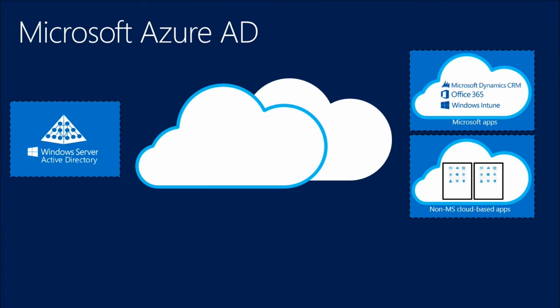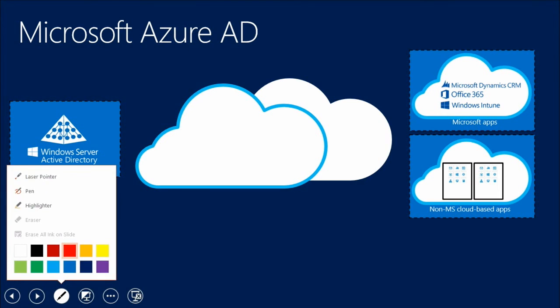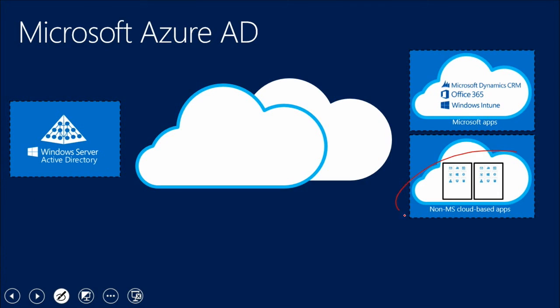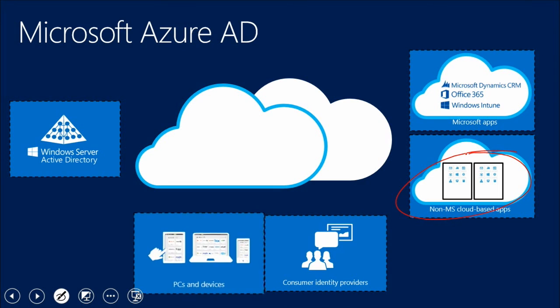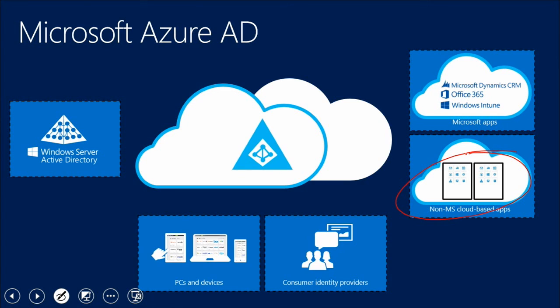As you see on the right-hand side here, there are non-Microsoft cloud-based apps that you can authenticate as well. We also have consumer identity providers, PCs and devices, and then this here is, I'll just put AAD, right? This is your AAD source that's up there. And from within this list, you're probably going to want to have some way to synchronize your identities between these two, because it is technically a separate database.